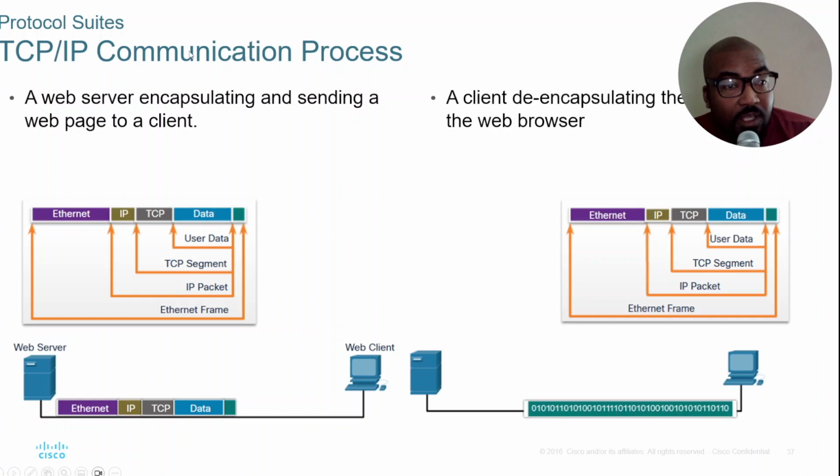TCP/IP communication process. This is pretty cool. A web server encapsulates and sends the web client page to a web client. A web client de-encapsulates the web page for the web browser. Take note of the ones and zeros. So everything gets encapsulated. And then those light pulses, right? Those light pulses, as I showed you in that little video, it takes that data and de-encapsulates it so the end user can see it, or that end device can see the information.